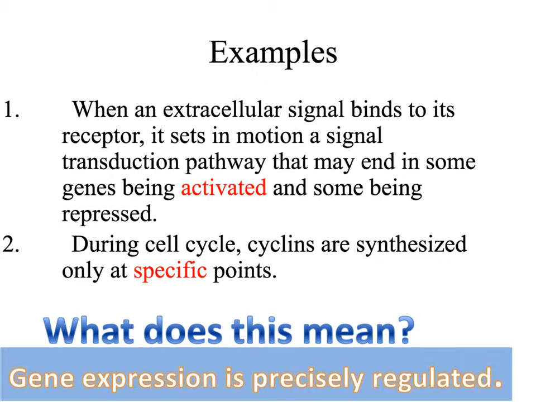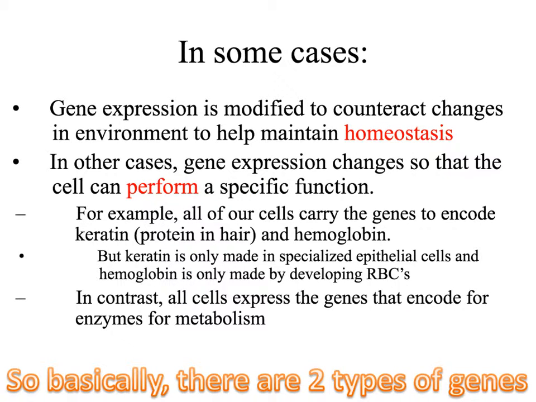So basically all this is referring to is that we can control gene expression. We can control what genes are turned on and what genes are turned off. Gene expression is modified to counteract changes in the environment to help maintain homeostasis. So if we need that gene to be turned on to help us maintain homeostasis, then that gene will end up being turned on. In other cases, gene expression changes so that the cell can perform a specific function.